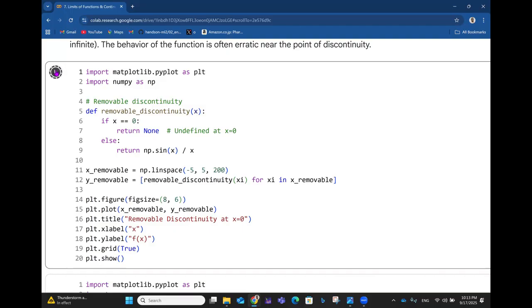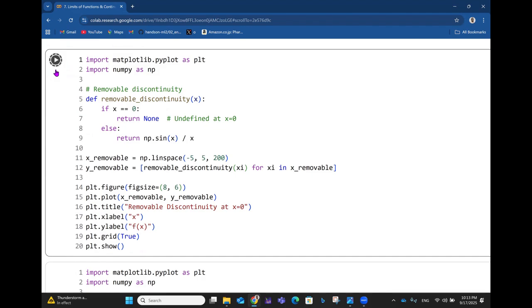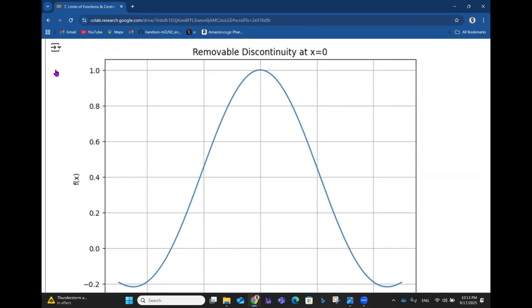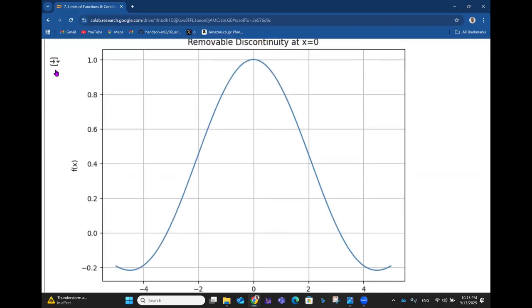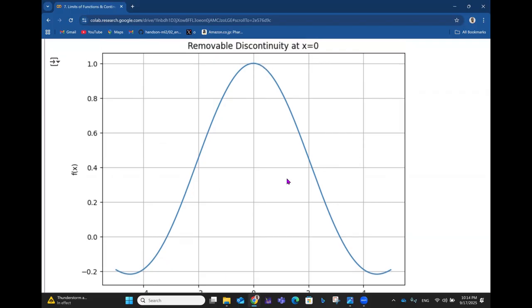So I run that now and we'll see what that gives us. Of course, this is the first code I'm running in this session, so it takes a bit more time. Okay, so there we have it. You see, we have a removable discontinuity around this place, right? Everything still looks okay, but that's not the ideal, right? Because at 0, everything still appears smooth, but that's not the reality that should be happening right there.